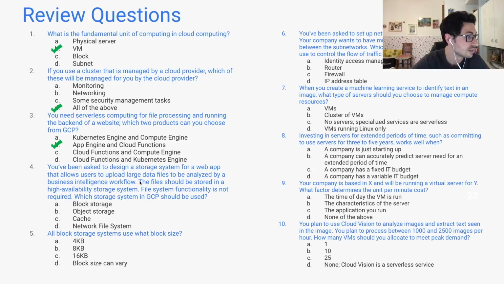But in this case it talks about large data files, file system. Okay, so since it talks about storage system, sorry, already clicked, about large data files, it's object storage.